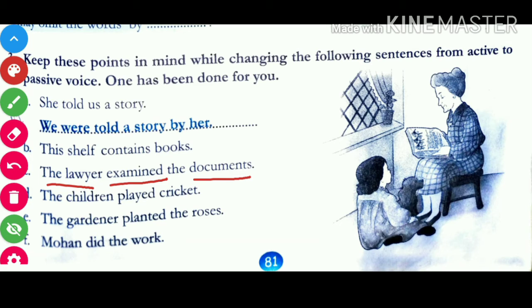Okay, come to the next. The children played cricket. This is an active voice changing to passive. So cricket was played by the children.